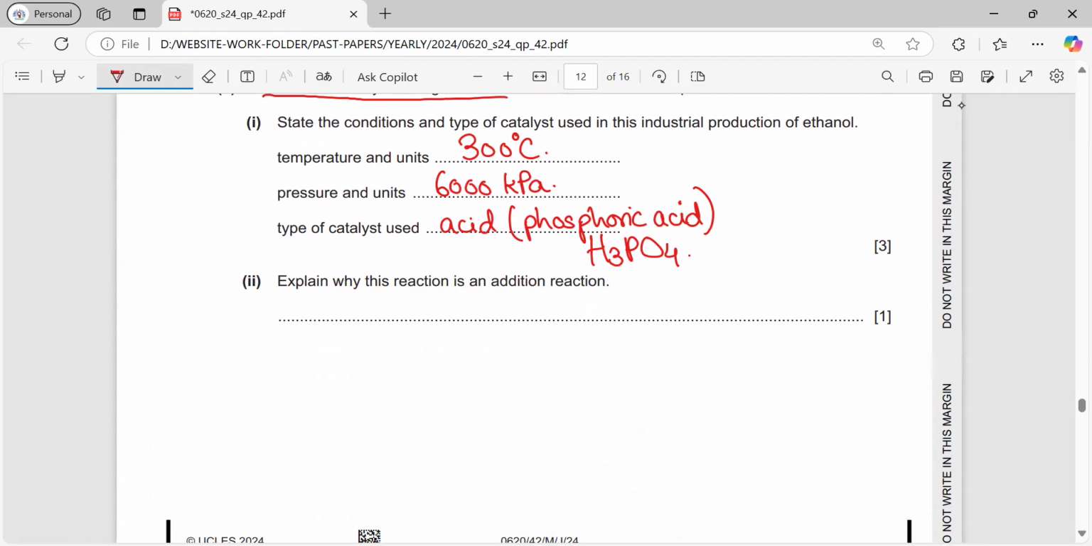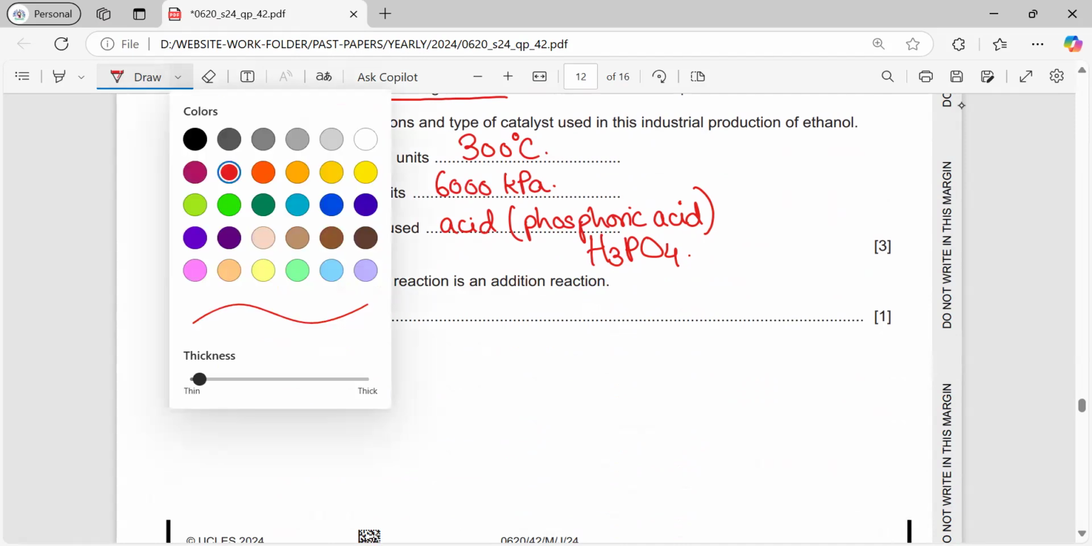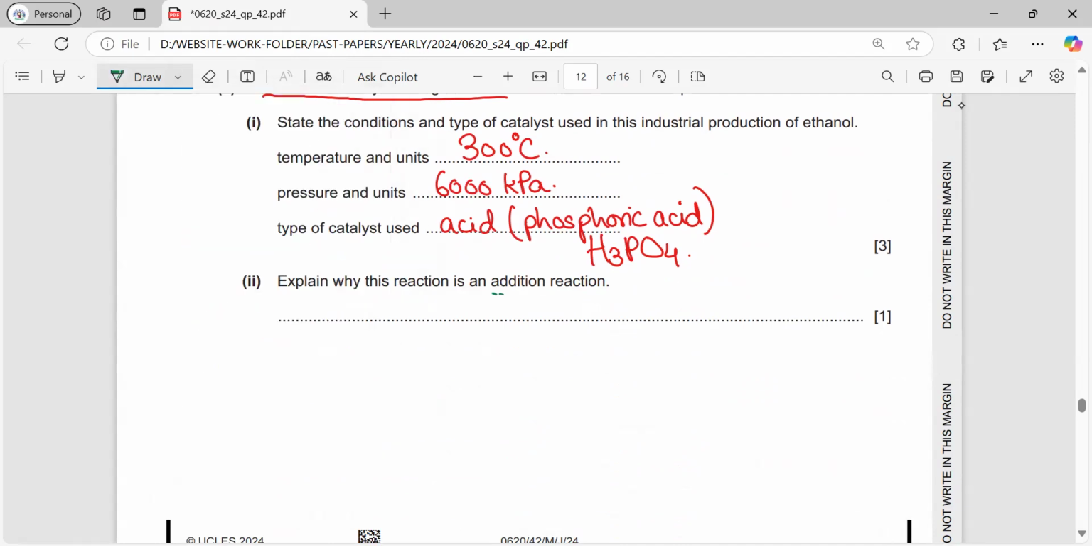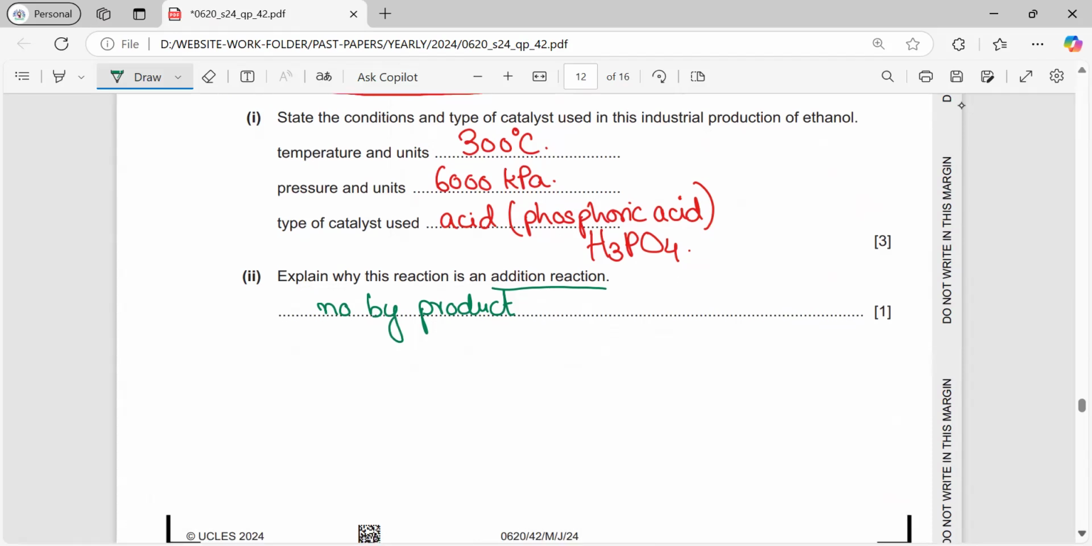Explain why this reaction is an addition reaction. Now, the feature of an addition reaction, that is why it is an addition reaction, is because there is no byproduct. In an addition reaction, only the incoming substance gets added to the reactant and nothing is removed from the reactant. So if any substituent gets added, it means the addition reaction happens without anything getting eliminated. So there is no byproduct.